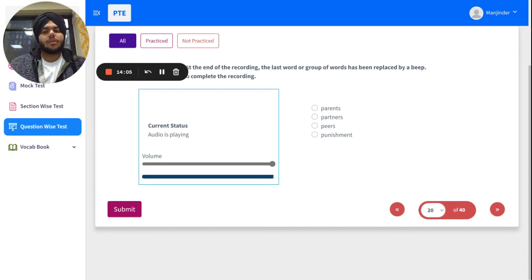Okay, so now they're talking about children and they're talking about school. So "school environment and parents" would not be correct, "partners" would not be correct, "punishment" doesn't make sense. So it's "peers" because they're talking about schools. Peers means the person or the people who are at the same social level as you. So if you're working at a company, your colleagues are also your peers. If you are in school, your classmates are your peers.